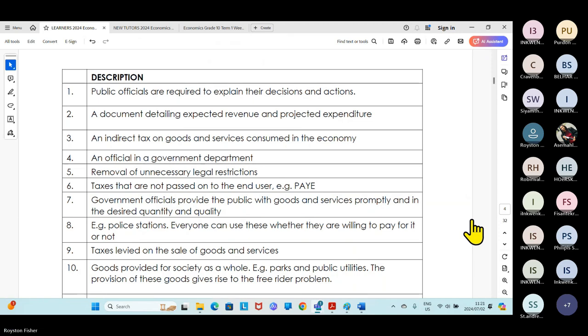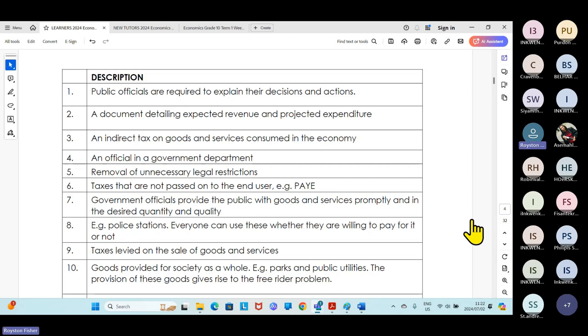Number 7, government officials provide the public with goods and services promptly and in the desired quantity and quality. Any answer? I just see so far St. Andrews has said for number 7, public services. Any other school with an answer? So number 7 is efficient provision.